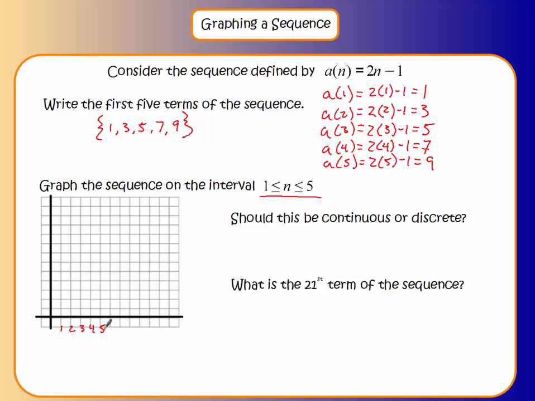And when n is 1, what is my function? So this is a sub 1, a sub 2, a sub 3, a sub 4, a sub 5. Or you could write it again like a of 1, a of 2, and so on and so forth. So when I put in 1, what did I get? I put in a 1, I got a 1. So I go over 1 and up 1.